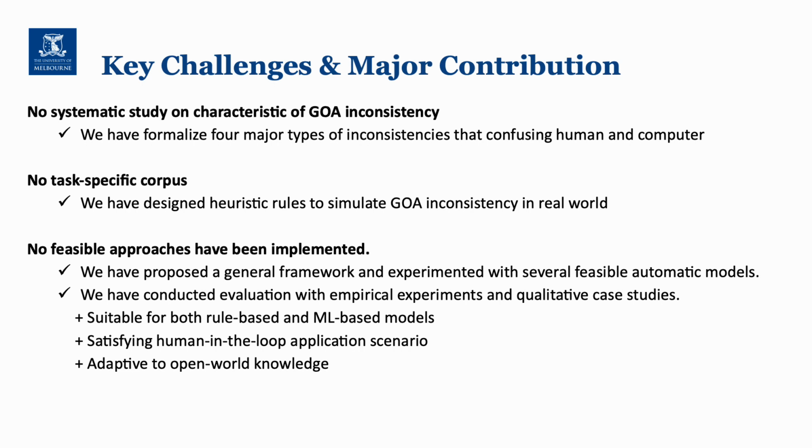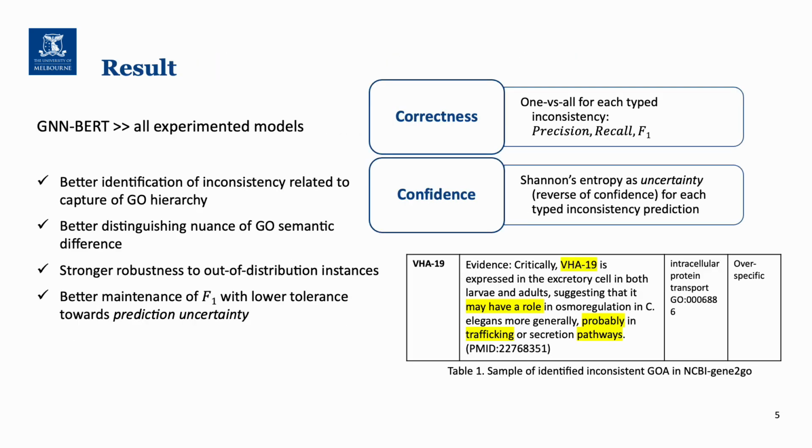We evaluate the feasibility of the implementation through both empirical experiments and qualitative case studies. For the evaluation of the implementation, we focus on two aspects. One is correctness, which evaluates whether the model can truly detect a typed inconsistency. The second is confidence, which evaluates whether the model is suitable for the human-in-the-loop application setting. For example, if a model is less confident towards a prediction, then a human can step in and make manual curation. The confidence is quantified using Shannon's entropy.